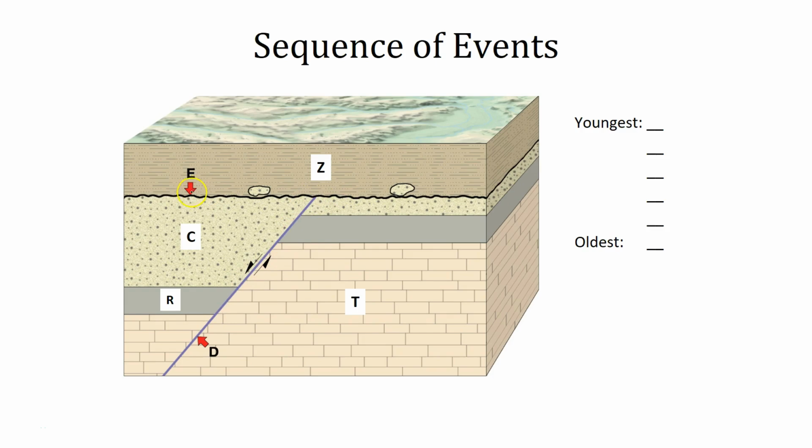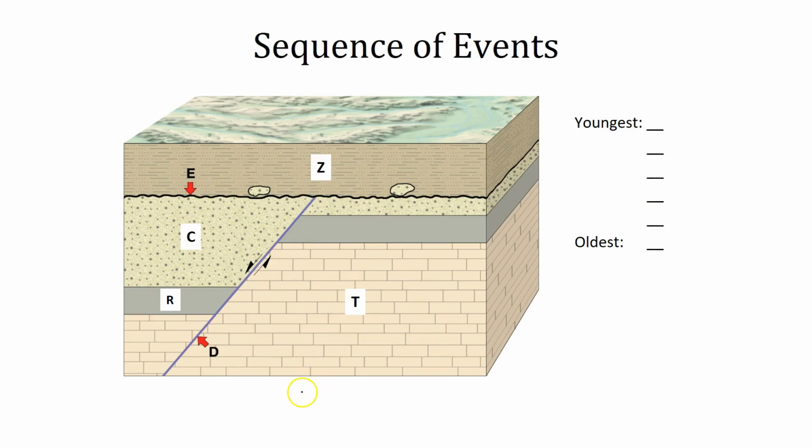Letter E here is an unconformity, a bold, thick, wavy line between two rock layers. So the presence of an unconformity can count as an event. I think that's about it, so that's most of our events. It's mostly going to be rock layers, faults, and unconformities. So if we want to work on this one together, we're going to break it down.